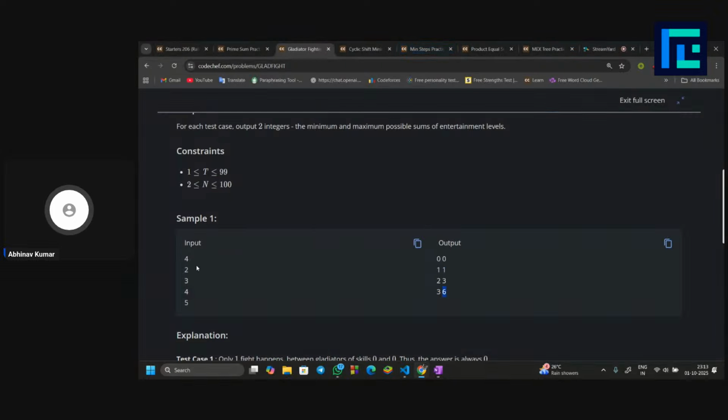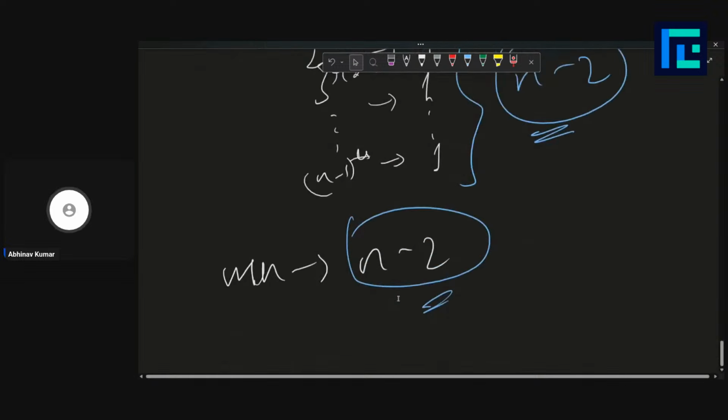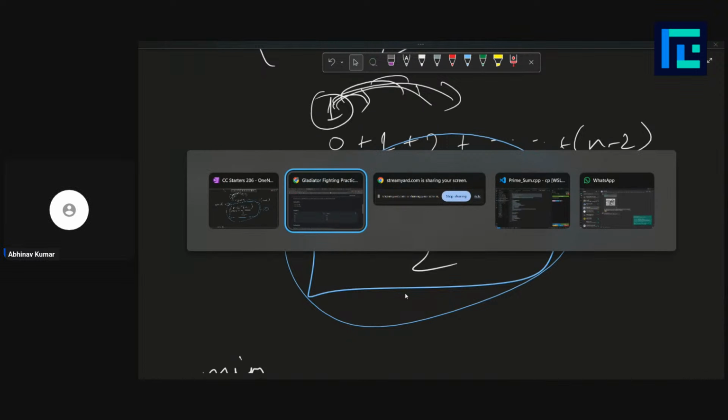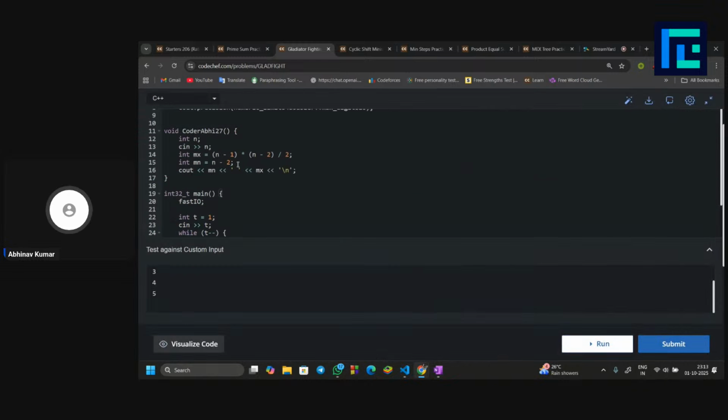You can verify: for n equal to 2, the minimum was 0; n equal to 3, the minimum was 1; n equal to 4, the minimum was 2; n equal to 5, the minimum was 3. So our final answer is just print n minus 2 and n minus 2 into n minus 1 by 2. So if we look at the code, our maximum is n minus 1 into n minus 2 by 2, the minimum is n minus 2, just print minimum and maximum. I hope this is clear to you. Okay, so if this is clear, I guess we can move to the next problem.